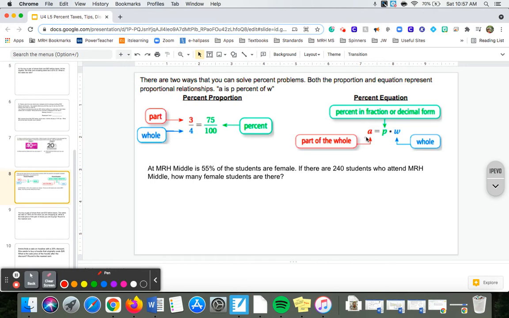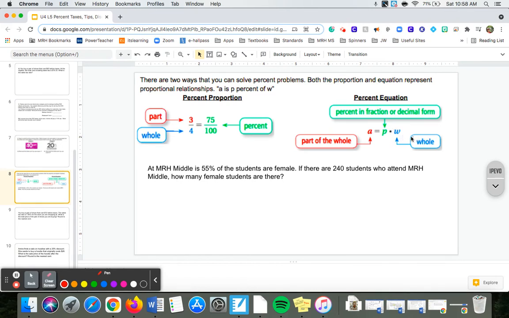With the percent equation, we can do the same thing, or we can find the percent. The part is on one side of the equation all by itself, it doesn't have to be on the left side. And then it's equal to the percent as a decimal or a fraction, but decimal would be the most efficient way, multiplied by the whole.